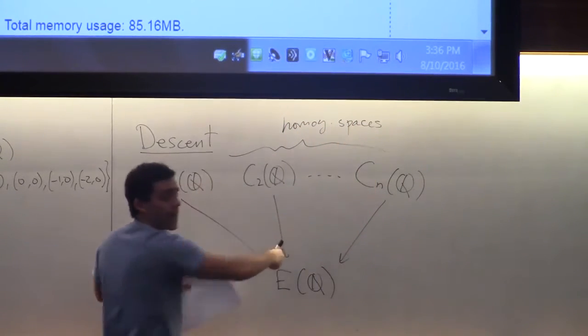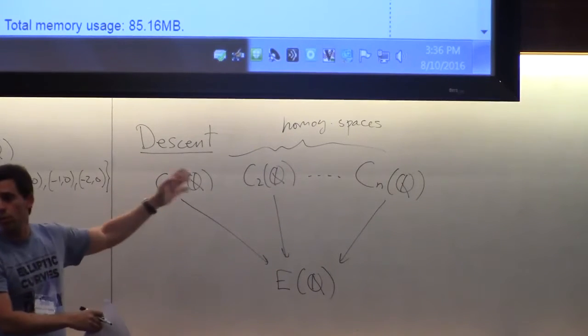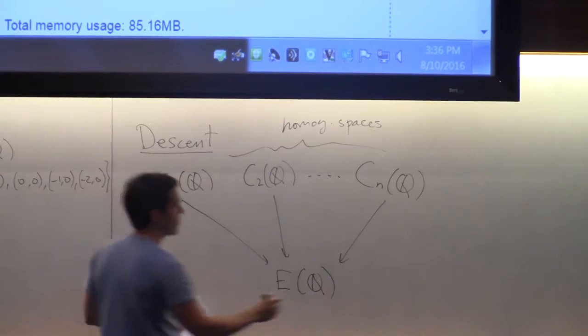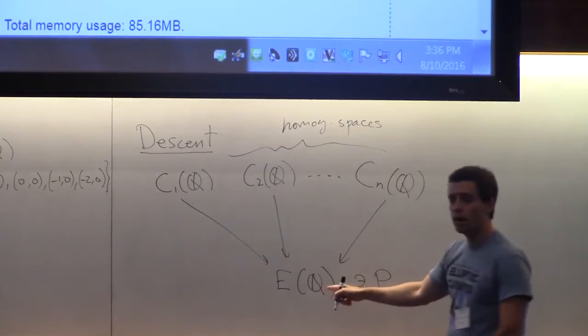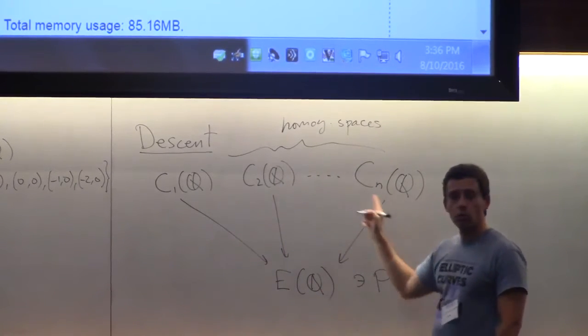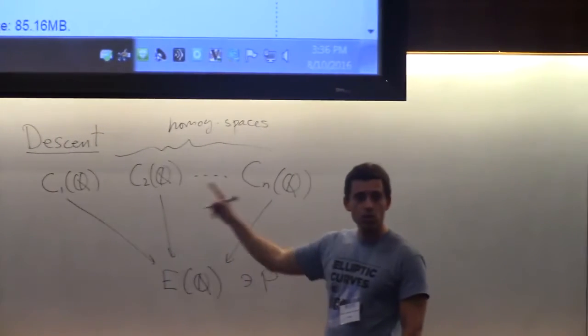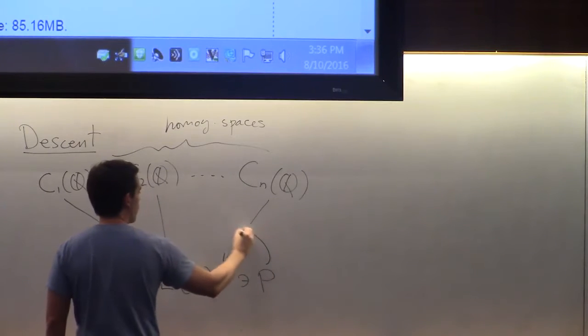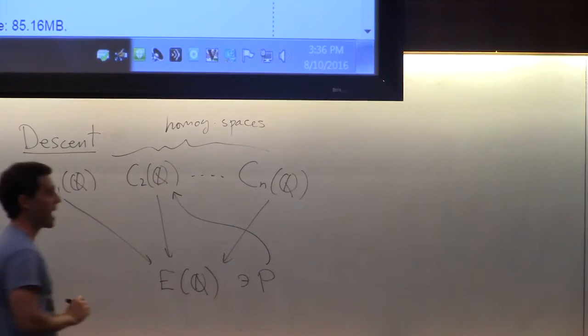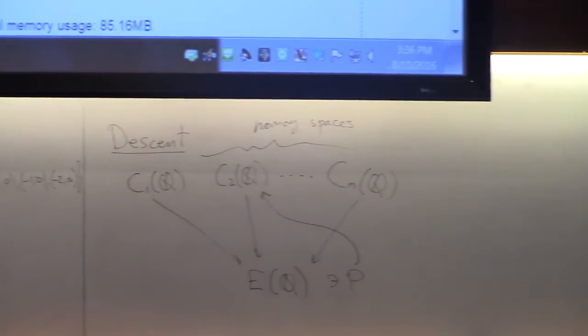And there are maps going down, but how do I know that the points are going to be there? It turns out that if you have a point in here, it always belongs to one of these. I don't know which one a priori. Well, actually, if I know the point, then I can tell you we'll have a map back, and it's going to show up in there.